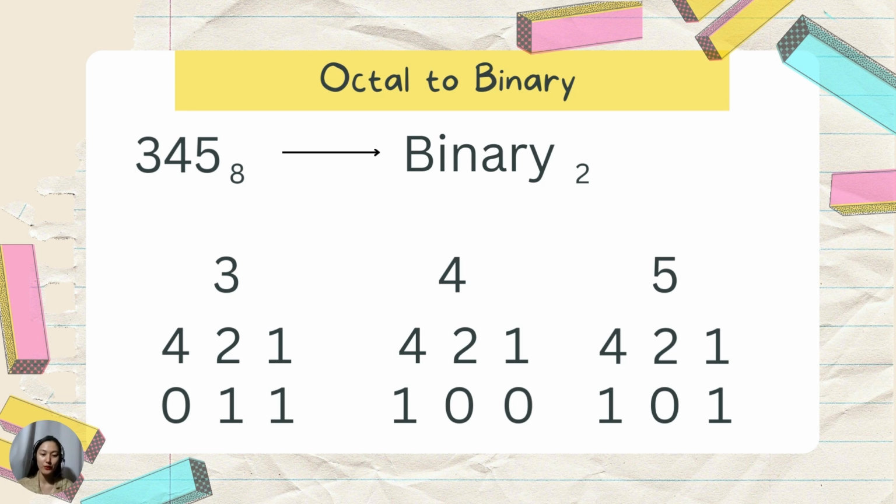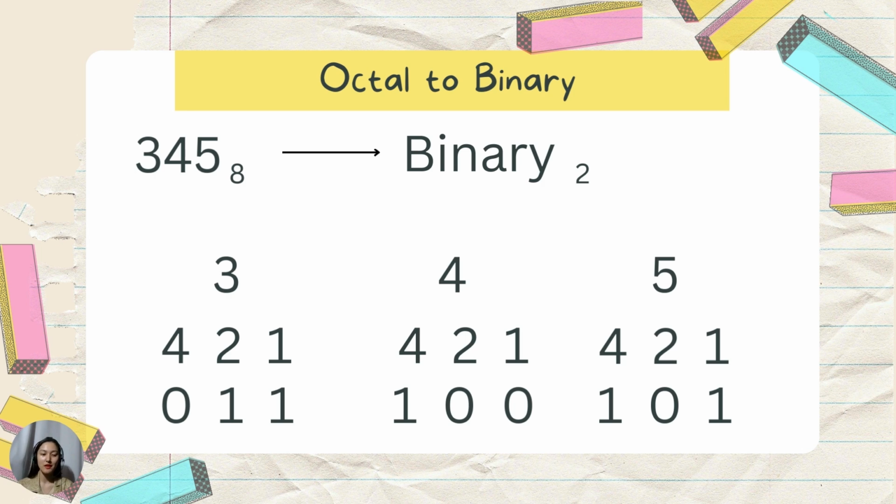Now let's proceed to 4. Let's convert the second octal digit to its binary equivalent. Again, let's do the same process. 2 to the power of 0 is 1, 2 to the power of 1 is 2, 2 to the power of 2 is 4. Since we're looking for number 4, we will put a value under 4, which is 1, and the rest will be 0. So 4 in octal is 100 in binary.